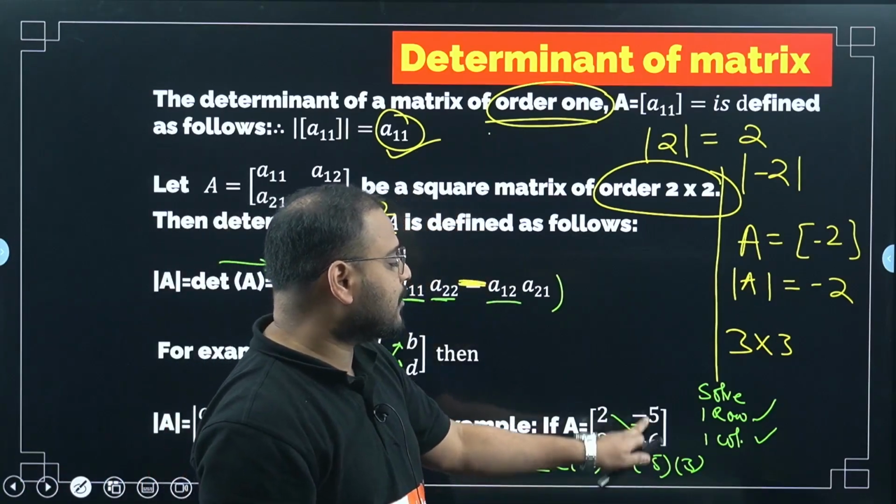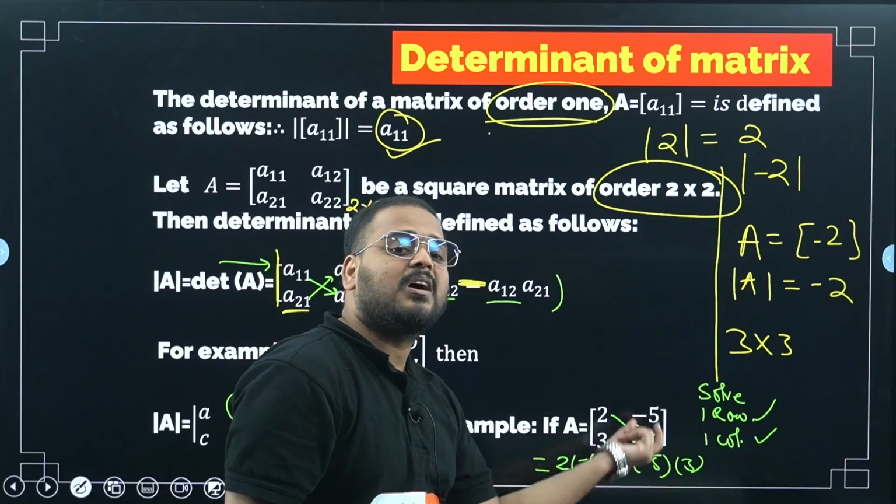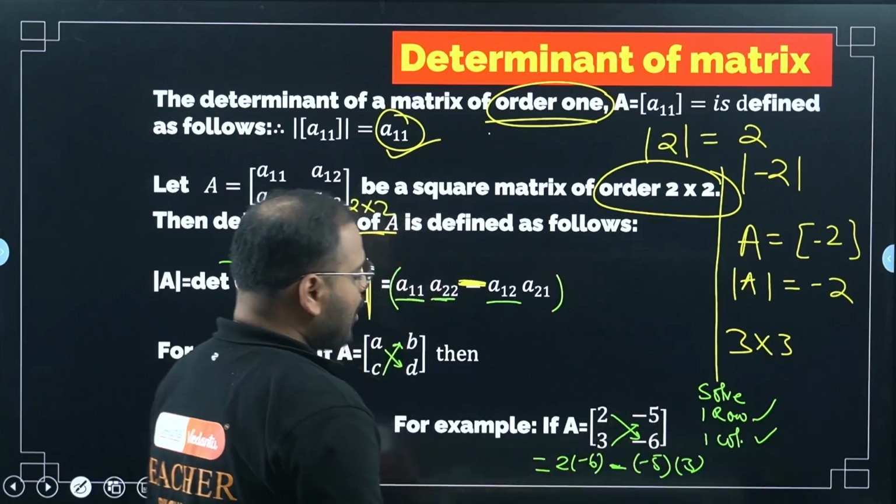This minus 5 is because the number is negative. Please understand this: negative because of the formula, this is negative because the number 5 is negative. Okay, I hope this is clear.